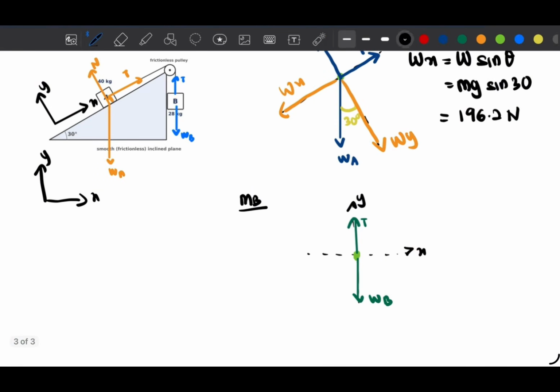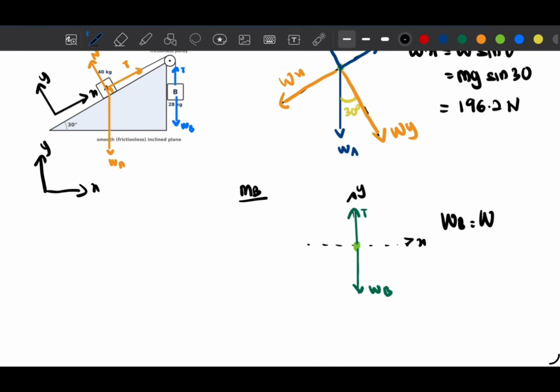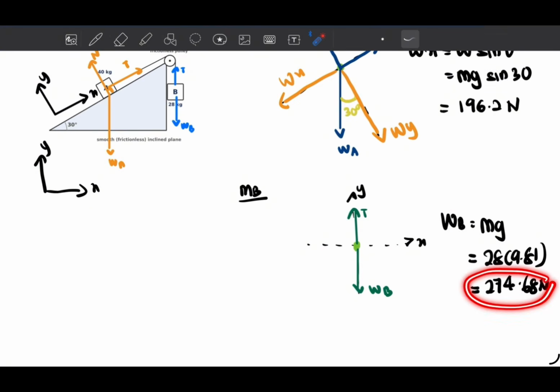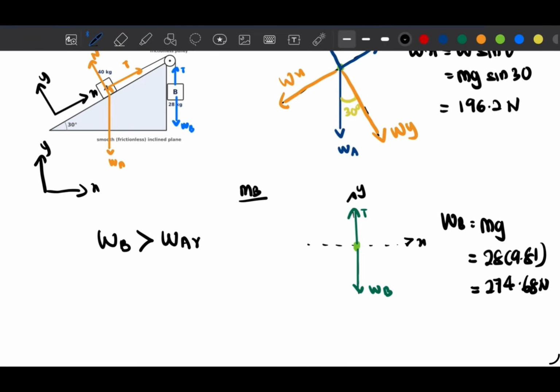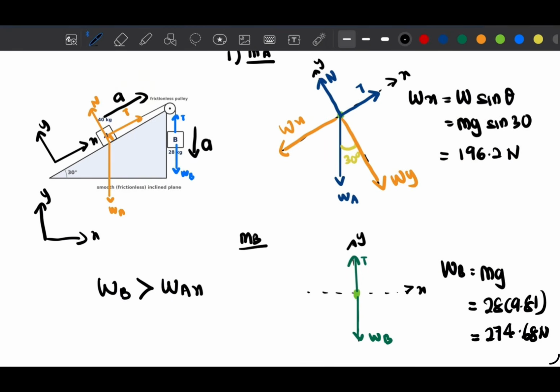Whereas for my WB, when I calculate it, I'm going to get m multiplied by g, where the mass of object B is 28 kg. 28 multiplied with 9.81, I will end up with 274.68 Newton, which shows us that 274 is much bigger than 196. Therefore, WB is greater than WA in the x-axis. Thus, the object is going to be pulled down by WB. This indicates that the direction of acceleration for object B is downward and for object A is upward along the inclined plane.